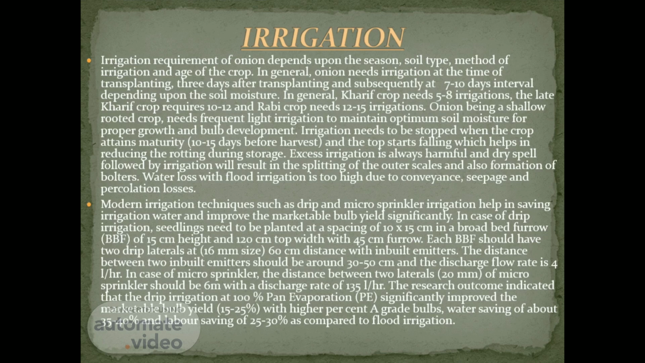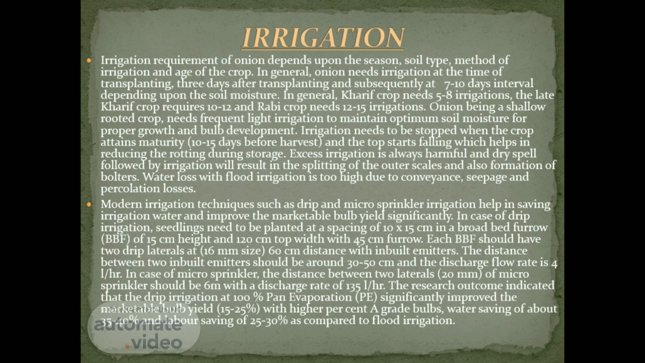Irrigation needs to be stopped when the crop attains maturity and the top starts falling, which helps in reducing the rotting during storage. Excess irrigation is always harmful, and dry spells followed by irrigation will result in the splitting of the outer scales and also formation of bolters. Water loss with flood irrigation is too high due to conveyance, seepage and percolation losses.